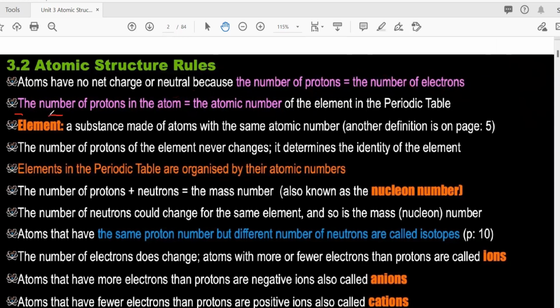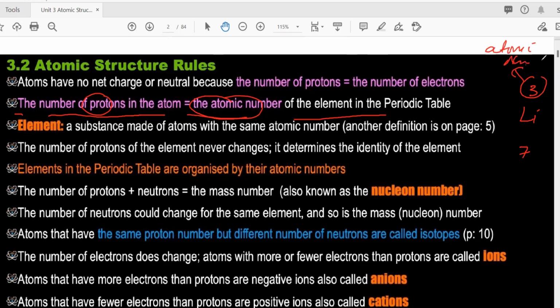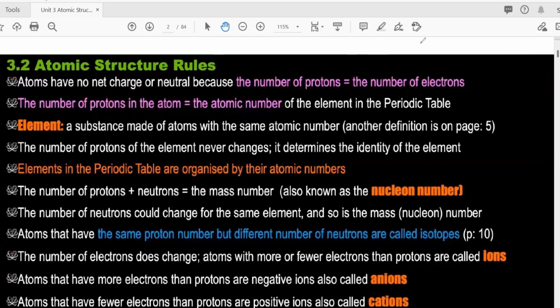Rule number 2: the number of protons in an atom is equal to the atomic number of the element in the periodic table. Whatever the number of protons, that is equal to the atomic number. We just discussed when we saw lithium, here 3 is written and here 7 is written. We said that 3 is the atomic number. So in the periodic table, the atomic number is equal to the number of protons. This is the second rule.